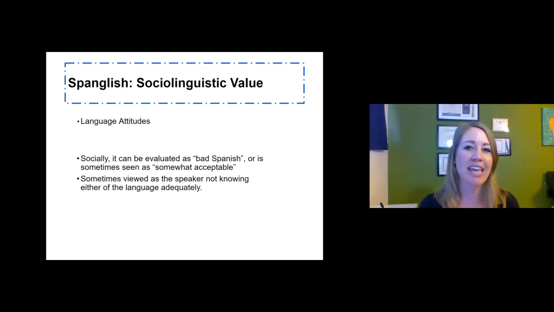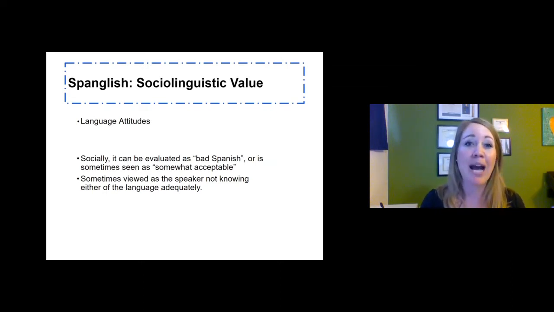You're struggling in English and Spanish, so you have to use both languages because you can't create the space to master one language. Some people say it's somewhat acceptable. But it depends who you're using it with, and you have to be careful with who you use it. So typically the language attitudes about Spanglish are typically negative.